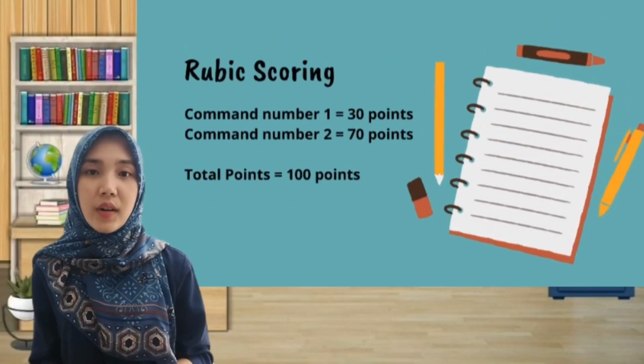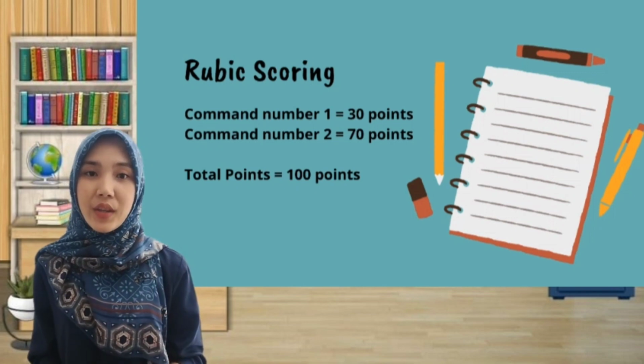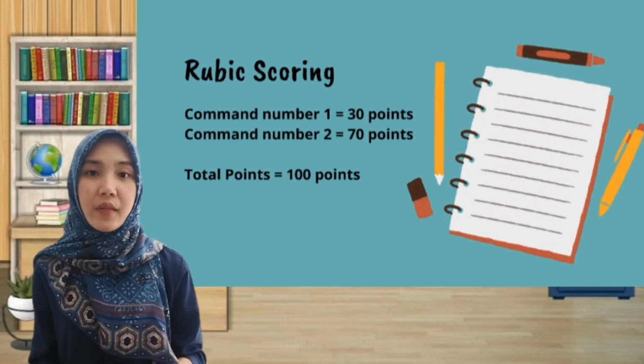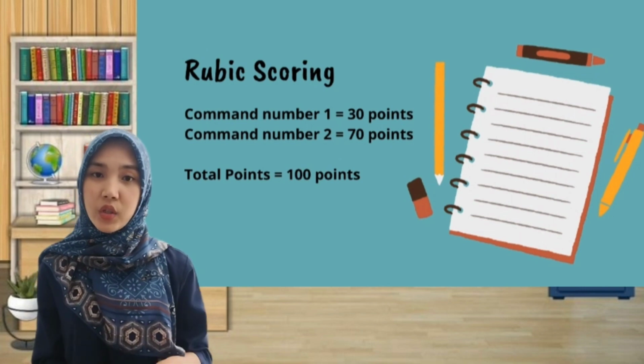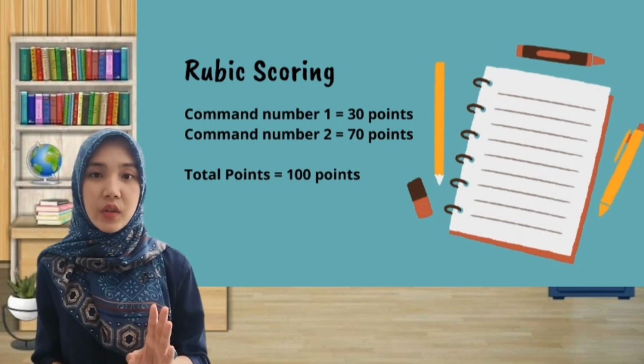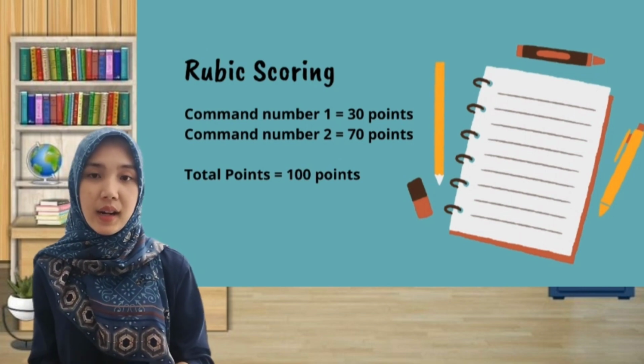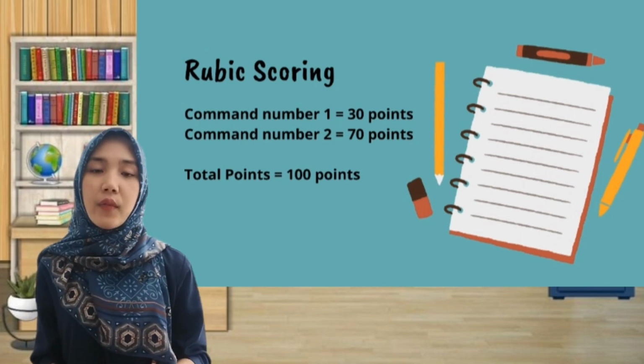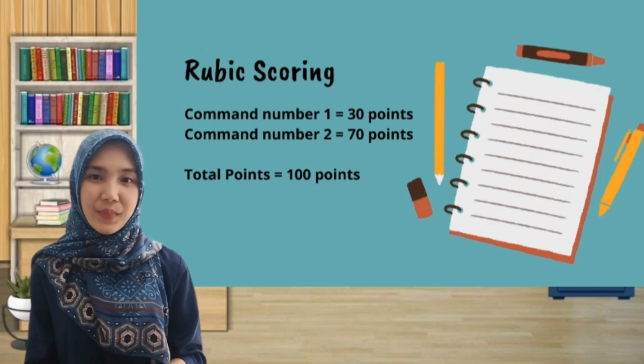So guys, for the scoring rubrics, in number 1, you will get 30 points if you read and write in your book. In number 2, you will get 70 points if you do it and your answer is correct. There are a total of 100 points for this task.